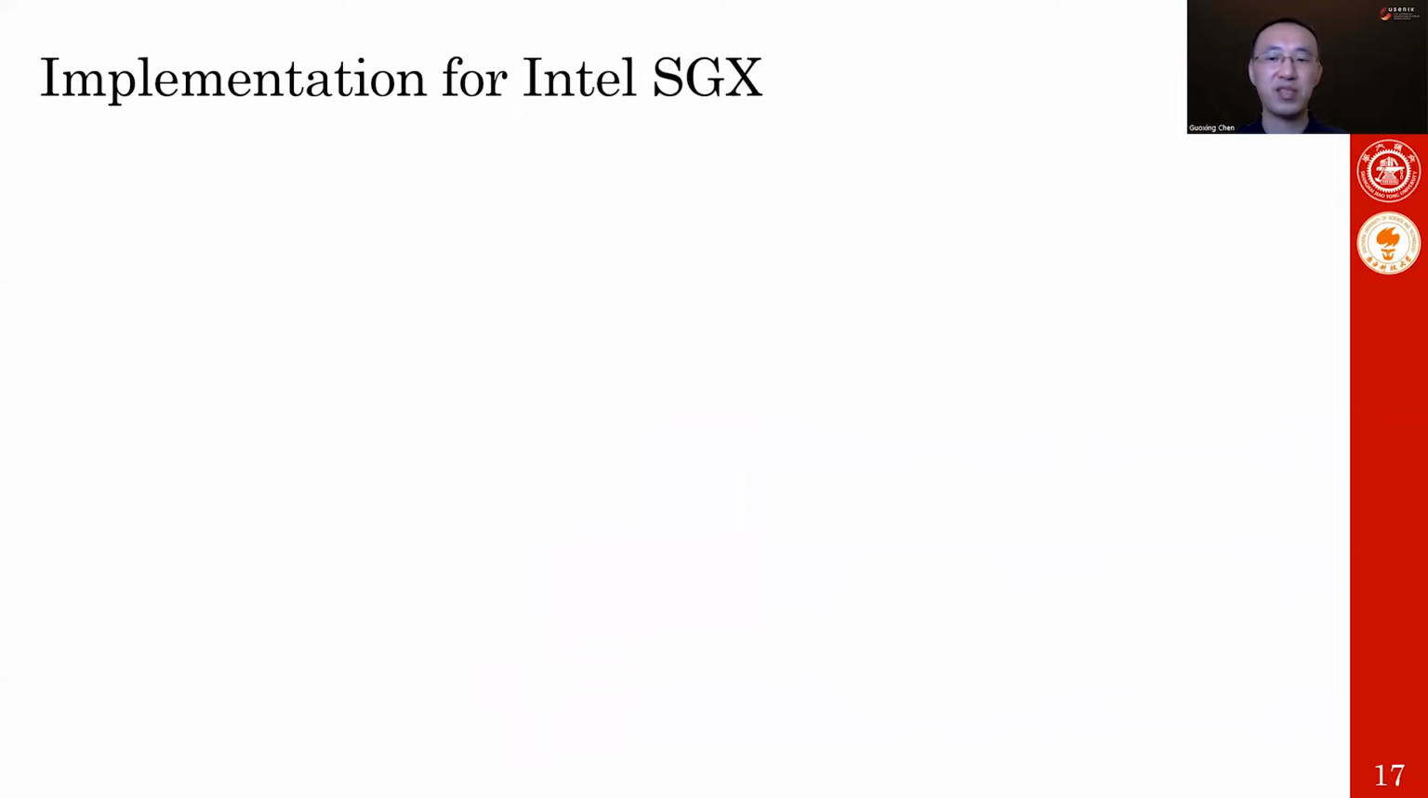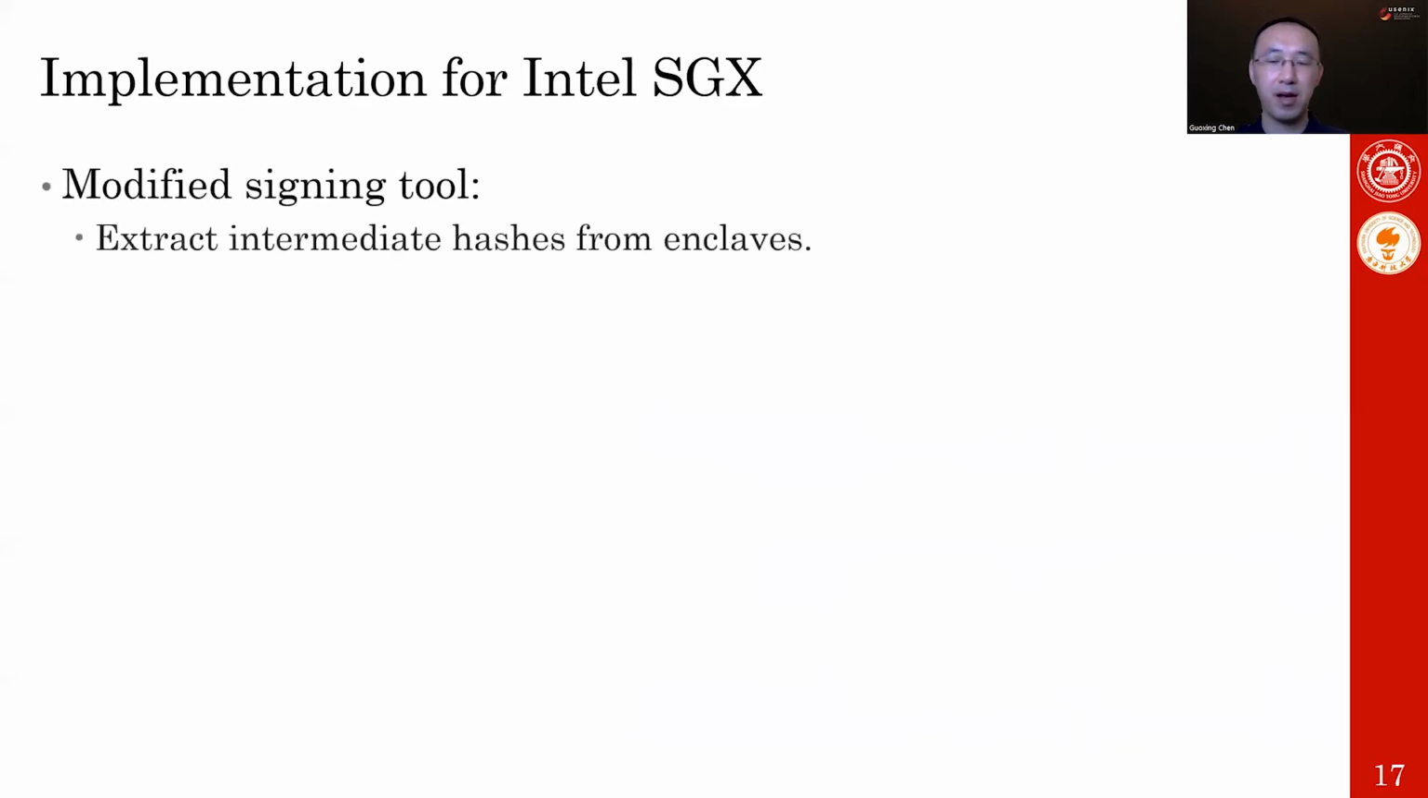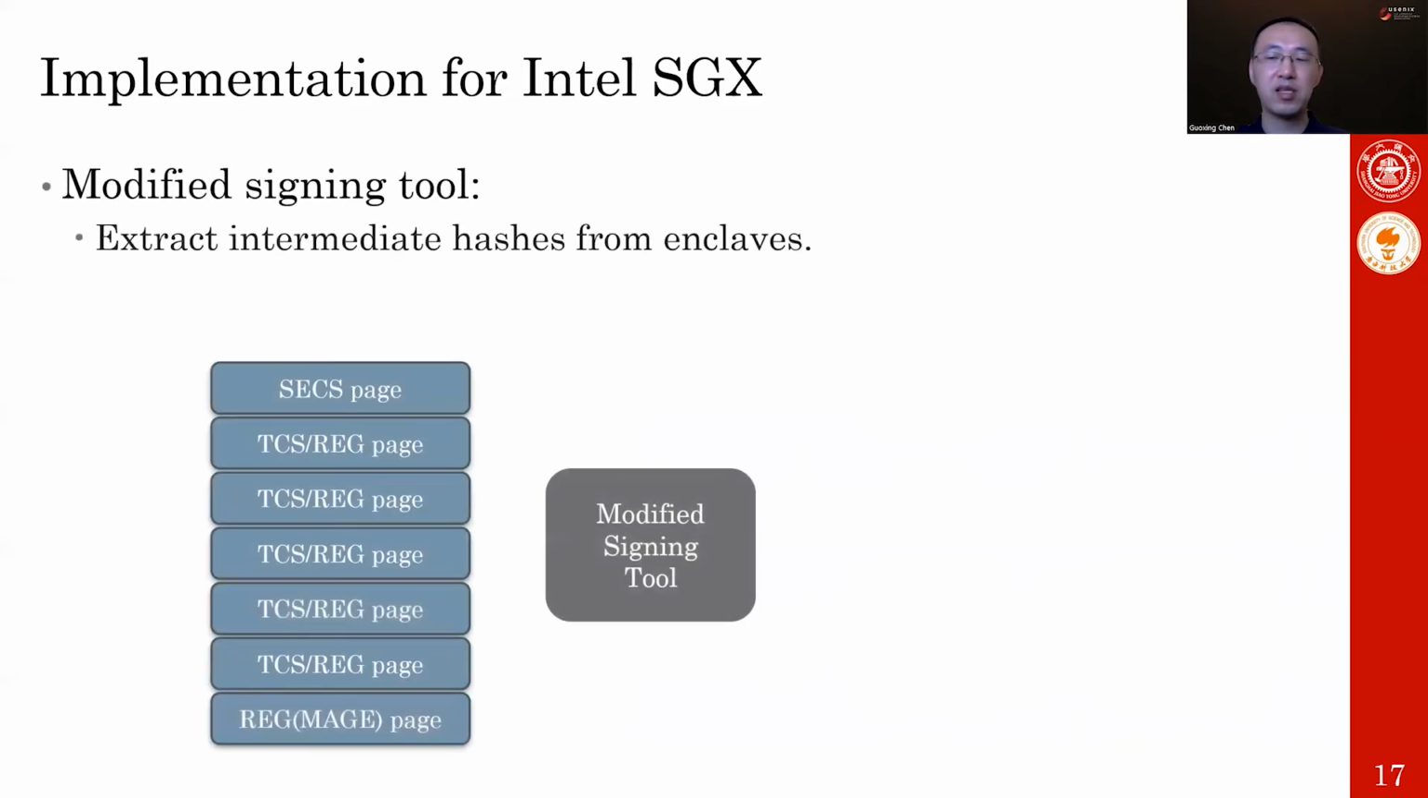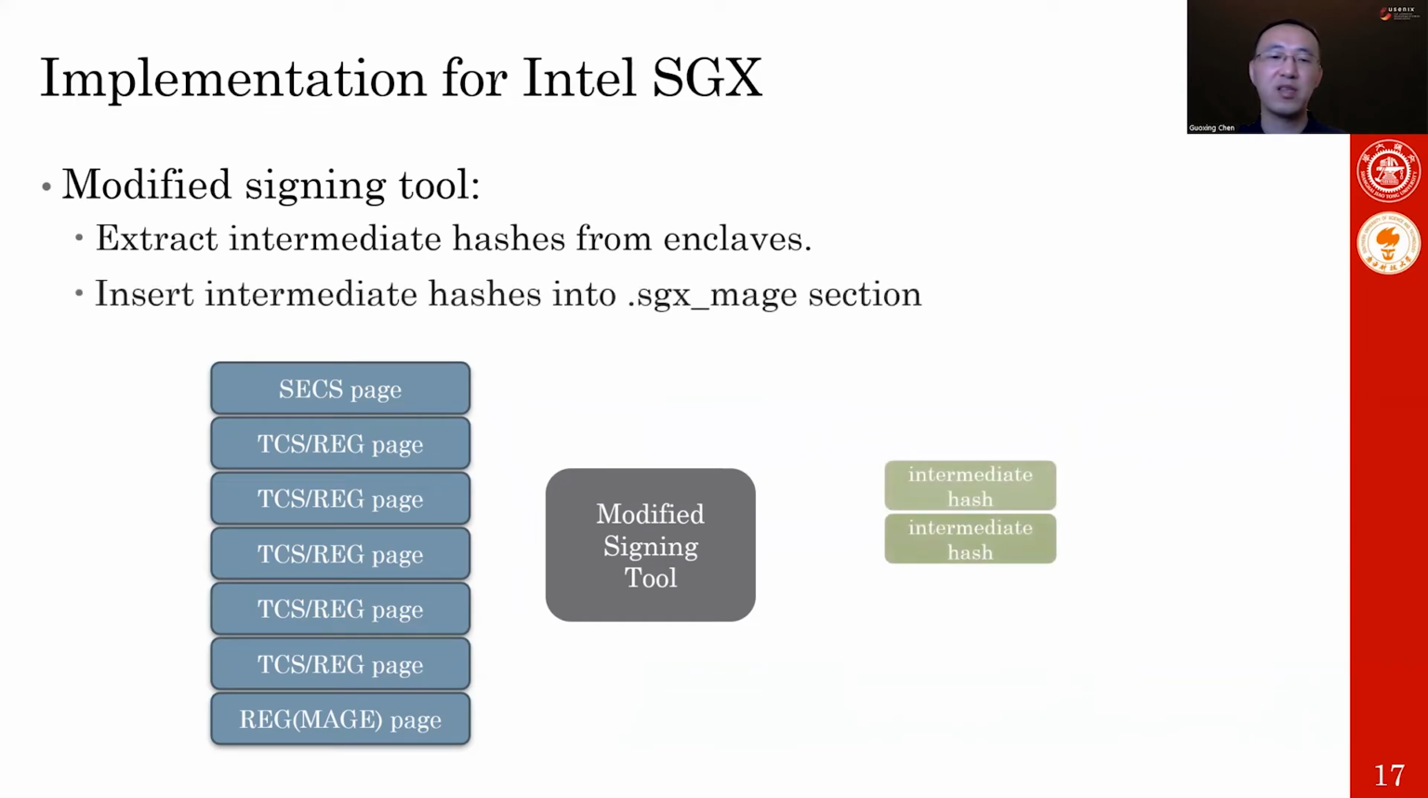Thirdly, we modify the signing tool to provide the following 2 functionalities. Given an enclave, the modified signing tool simulates the loading process, except for the MAGE section, and extracts the intermediate hash. Then, after collecting the intermediate hashes of all trusted enclaves, the modified signing tool injects them into the MAGE section of each enclave.